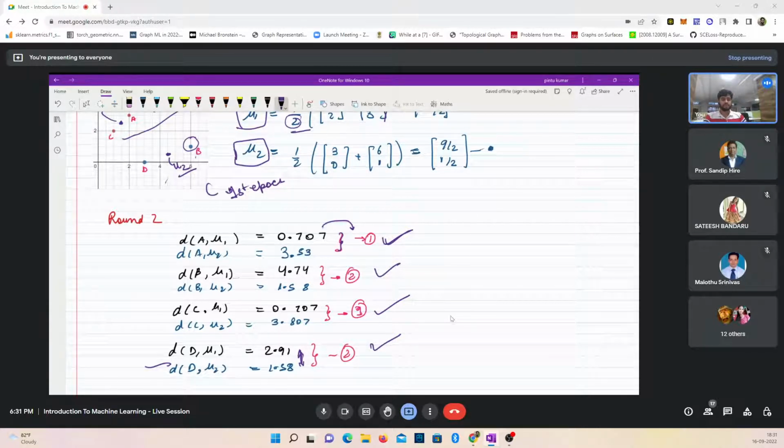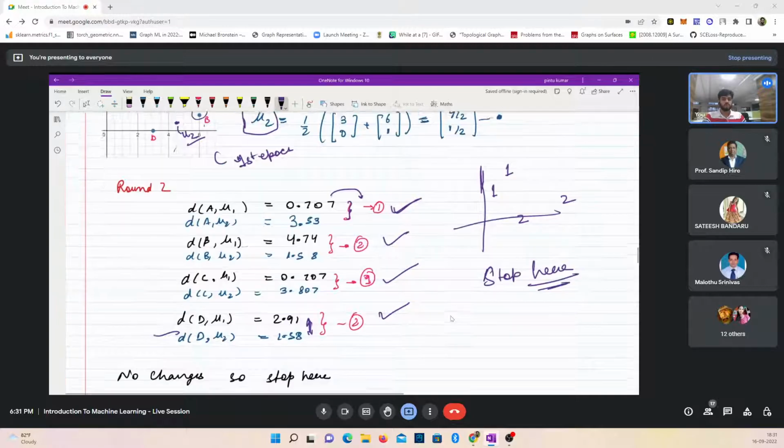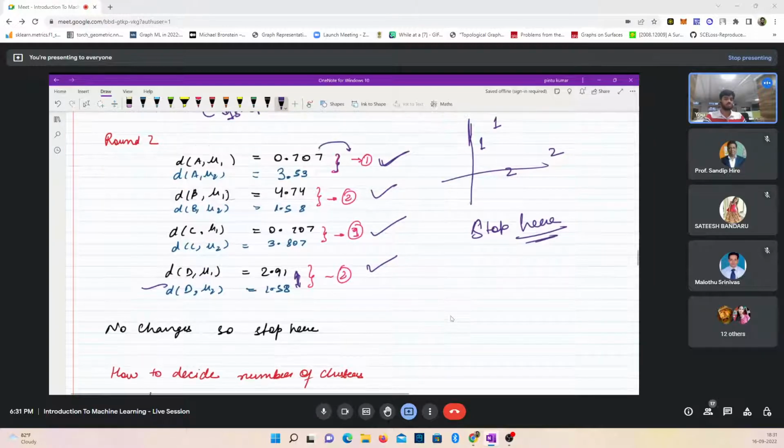If you look, we got the same clusters again. This point is A, and then we got 2 over here and 2 over here. So we again got the same cluster. Because we got the same cluster again, we can stop running our algorithm here. So this is how k-means clustering works.